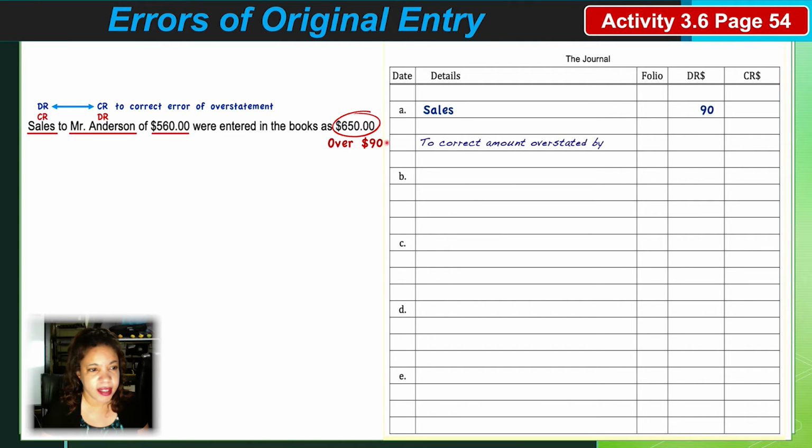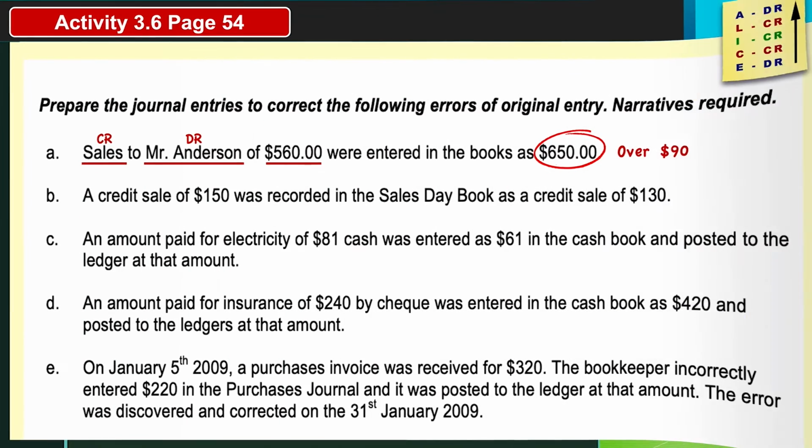$90, and Mr. Anderson, that was supposed to have been debited, $560, it was overstated, so we're going to take out that difference, credit $90. And as I said, your narratives, if required, you can just put the correct amount overstated by $90. Nice. So let's go back.